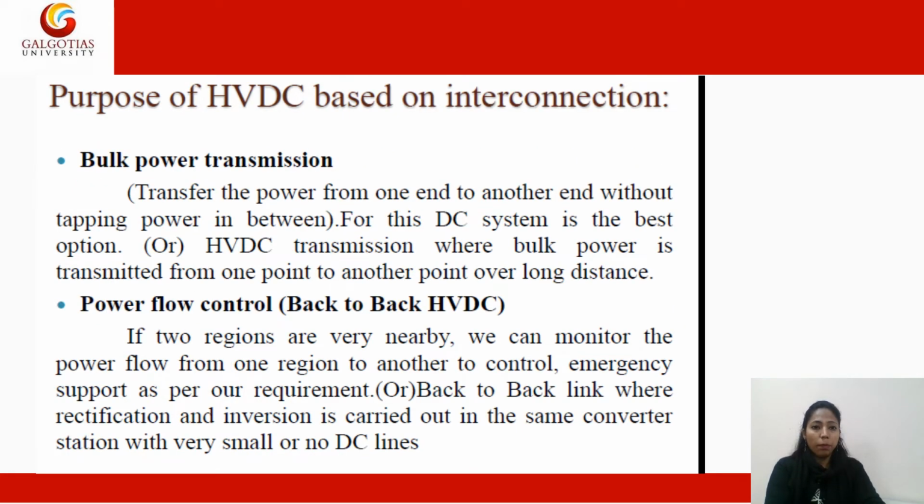Now, what is the purpose of that interconnection? Bulk power transmission is used to transmit high power from one end to the other end. It is the best option of HVDC transmission, where bulk power is transmitted from one point to another point, or from one area to another area, which are separated and far away from each other.